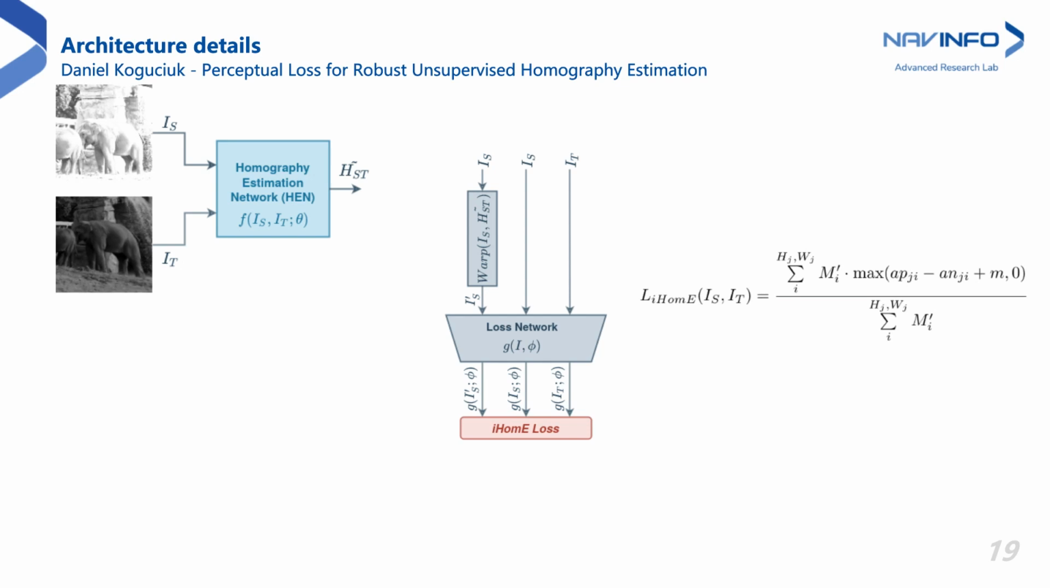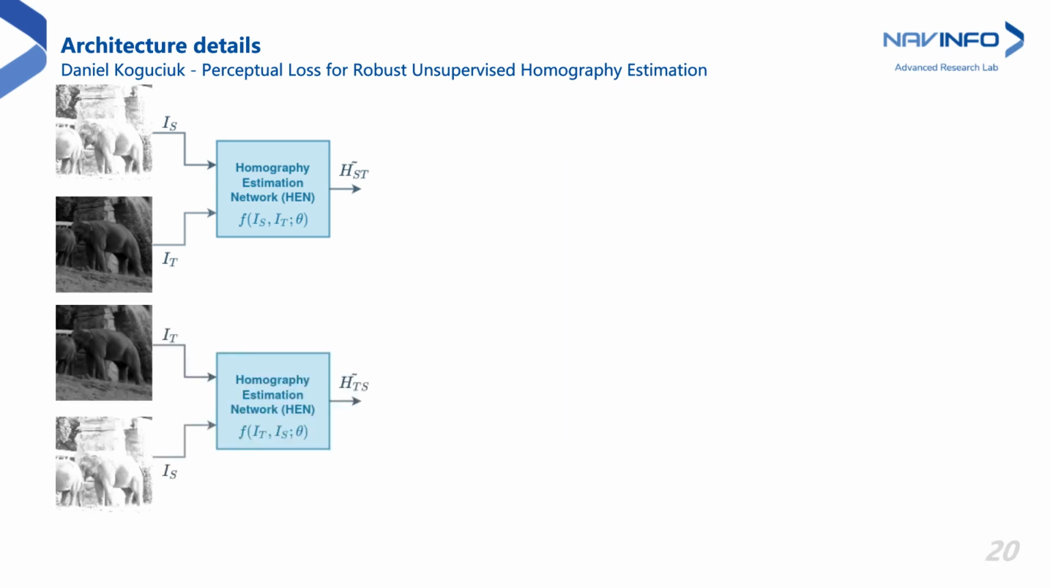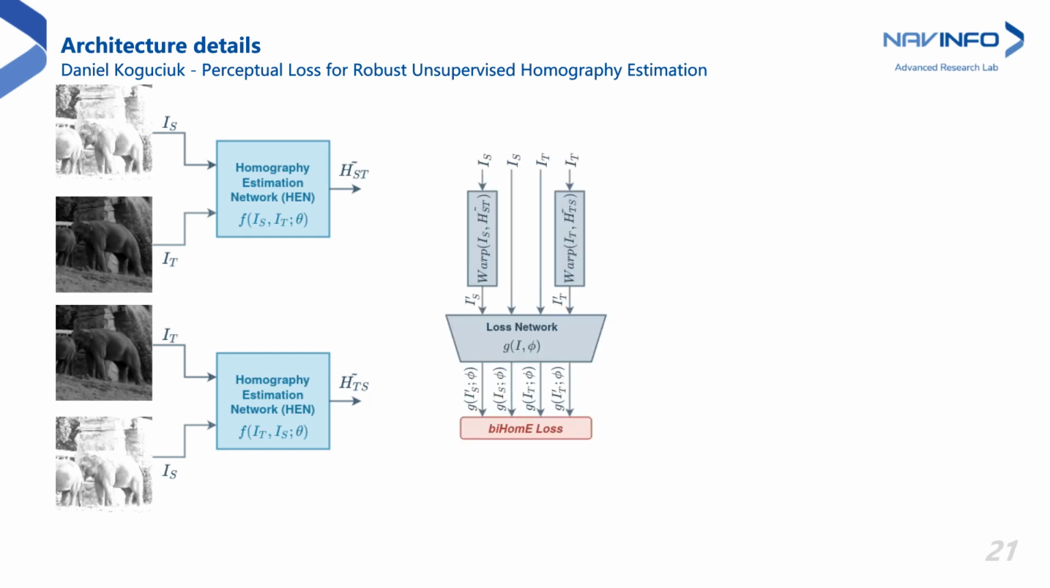The loss is highly inspired by Zhang, but instead of learning the feature space to compare images, we rely on perceptual similarity of high-level features extracted from a pre-trained loss network, for example ResNet34. We can additionally repeat the procedure for swapped inputs, so that the final BiHomi loss is a composition of IHomi losses in both directions and a regularization term that forces homographies to be invertible.